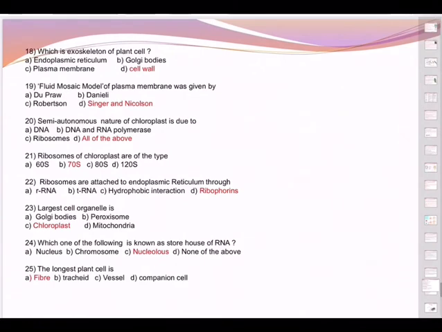And now 18, which is the exoskeleton of a plant cell. Exoskeleton, obviously in a plant cell it has to be cell wall, because in an animal cell it is the plasma membrane. Endoplasmic reticulum, Golgi body, they are inside the cell. Now exo means outside. Outside skeleton is obviously cell wall.